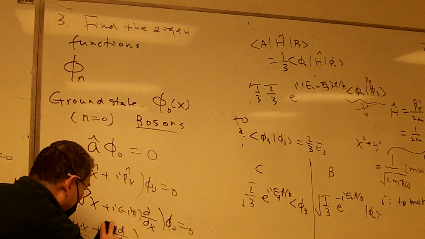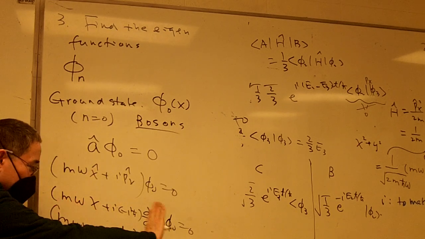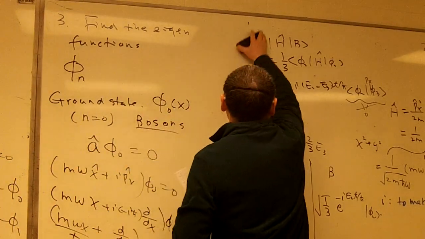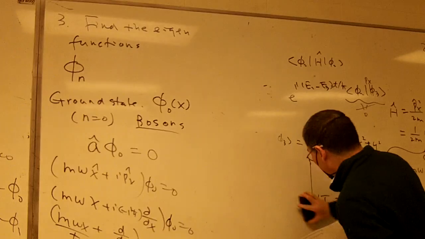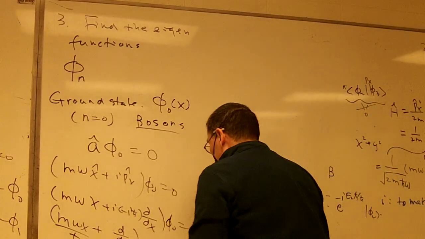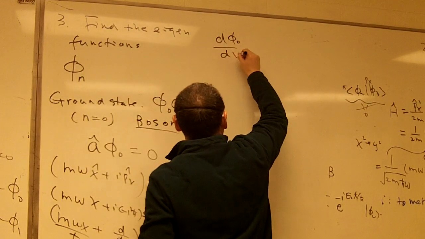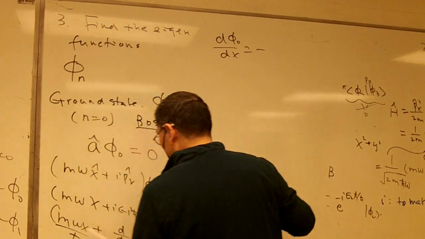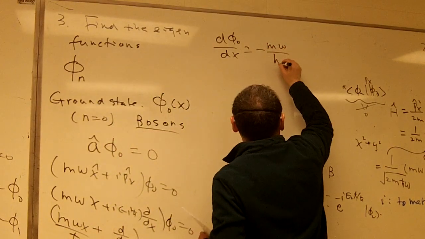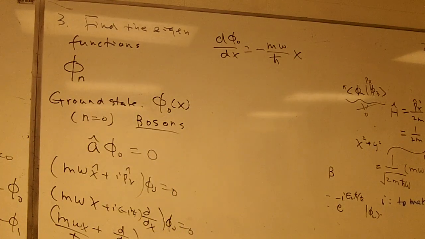So this h bar is gone, like this. I move this term to the right-hand side, so I will get a negative sign, which I'm going to write on the top here. You will see me write it in the following format: dφ0/dx equals negative nω/ħ x, like this. Are we good on this part?